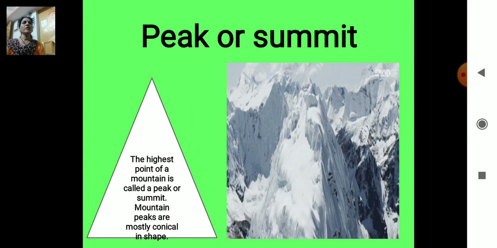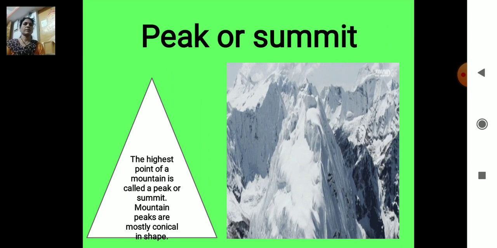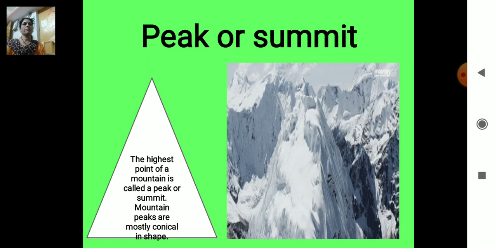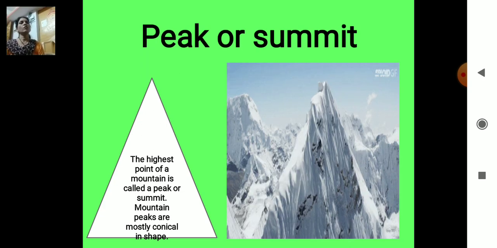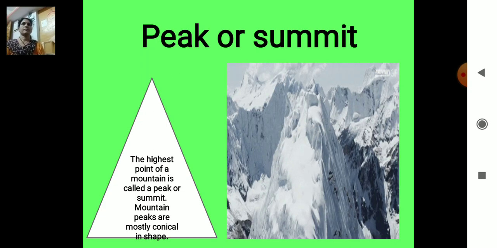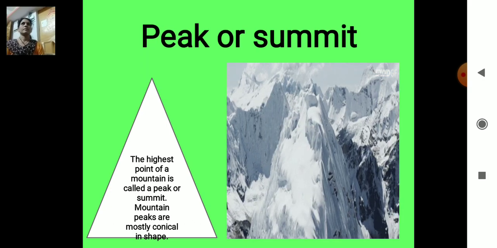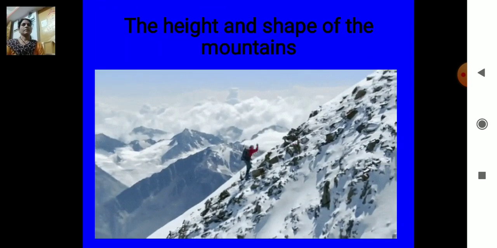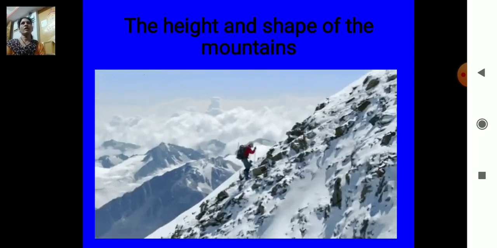The highest point of a mountain is called a peak or summit. Mountain peaks are mostly conical in shape. You can see here how they are pointed and in conical shape. The height and shape of mountains depend on their age.